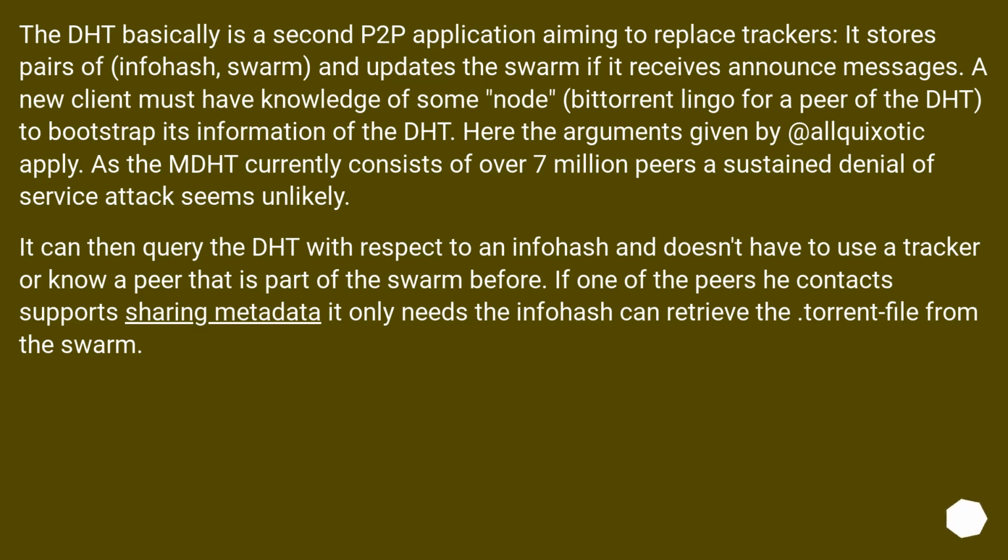As the MDHT currently consists of over 7 million peers, a sustained denial of service attack seems unlikely. It can then query the DHT with respect to an info hash and doesn't have to use a tracker or know a peer that is part of the swarm before. If one of the peers it contacts supports sharing metadata, it only needs the info hash to retrieve the torrent file from the swarm.